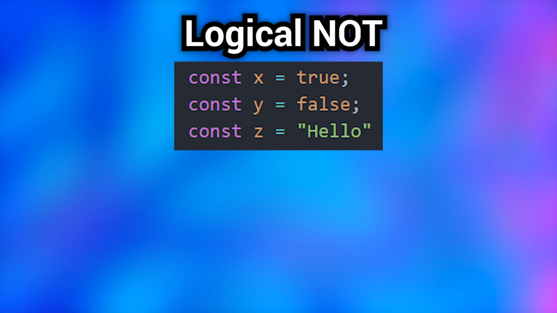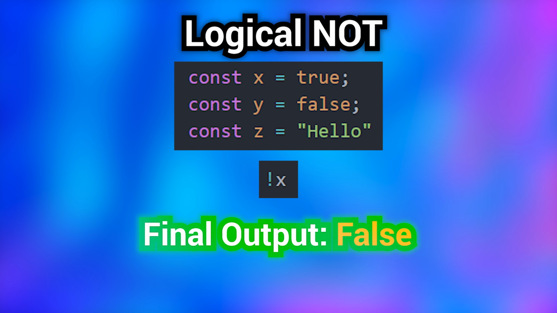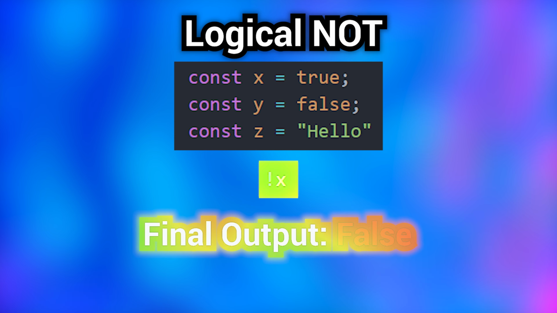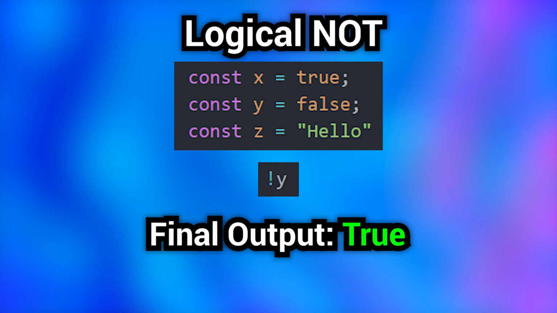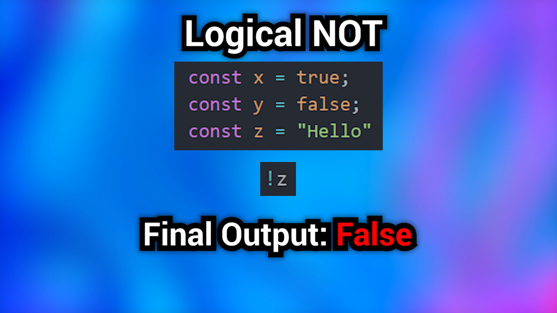Finally, the logical not operator basically returns the opposite of what is being stored. So if we had three variables, true, false, and hello, and we say exclamation mark, which is the logical not operator, it would return false because this is the opposite of true. If we said not y, it returns true because that's the opposite of false. And if we say not z, it returns false because this variable contains a string.